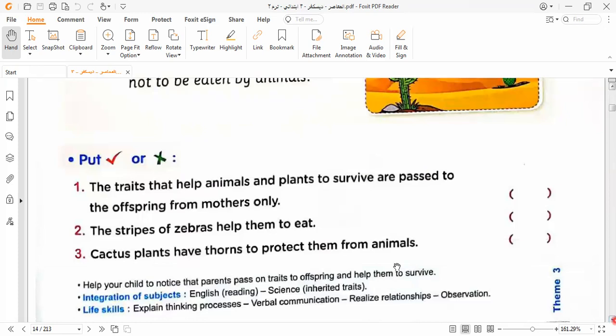Let's answer the questions below. The traits that help animals and plants to survive are passed to the offspring from mothers only. Is this sentence right? No, it's wrong. The stripes of zebras help them to eat? No, we noted in the text. Cactus thorns help to protect them from animals? Yes, from being eaten by animals. Okay. Let's go to another exercise.